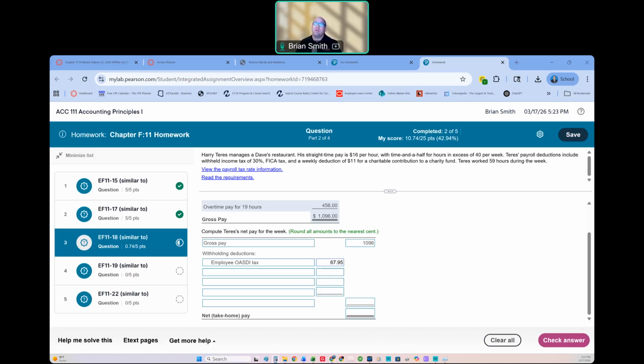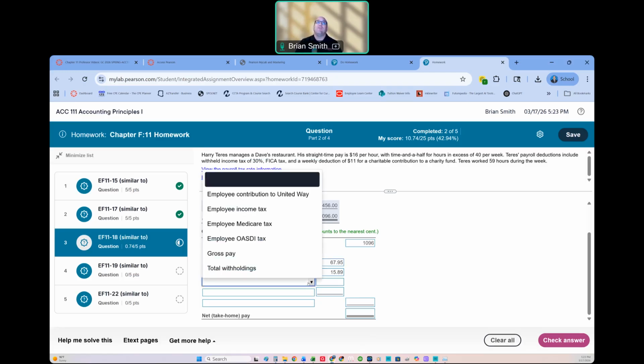Then I'm going to calculate Medicare, which is 1,096 times 0.0145. And I get $15.89 because I'm rounding it. It was 15.892. And this one is for Medicare.